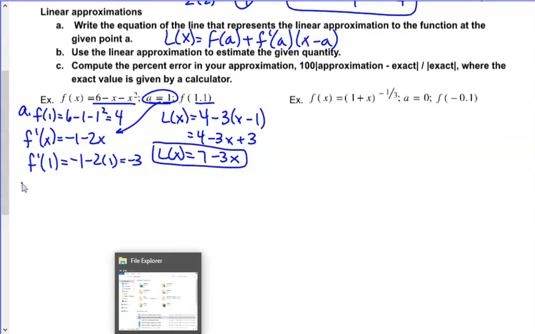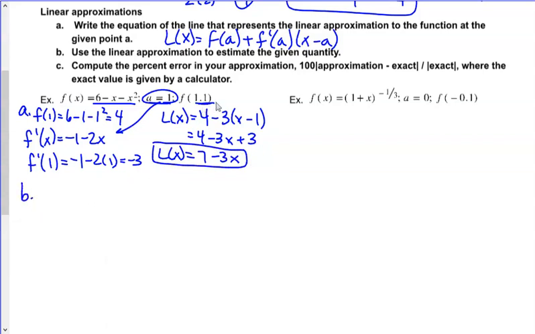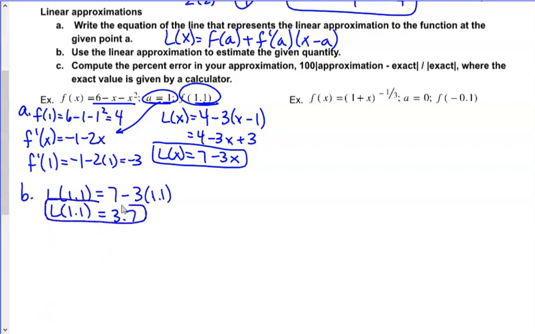Part B says, though, I want to use that to find the approximation for my function value at 1.1. So I want to know what L of 1.1 is by doing 7 minus 3 times 1.1. And when we do this, it's a negative 3.3, and 7 minus 3.3 gives me a 3.7. So this is my answer for the approximation for 1.1 on that given function.